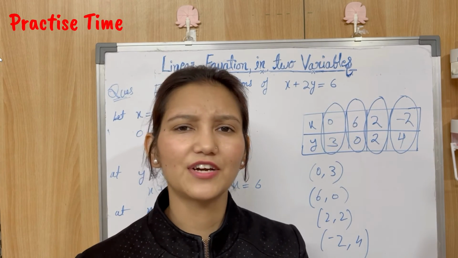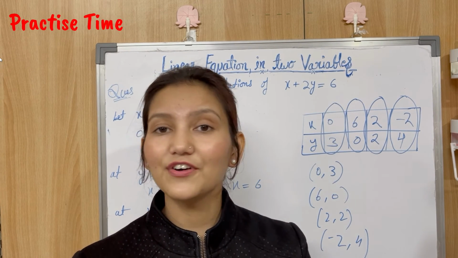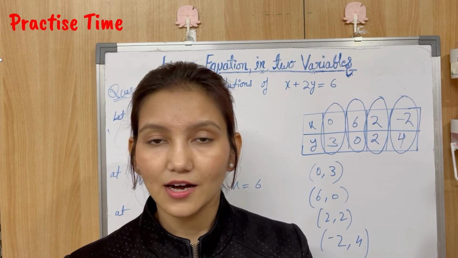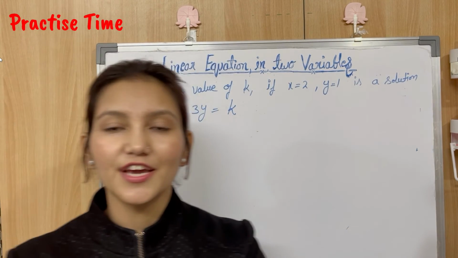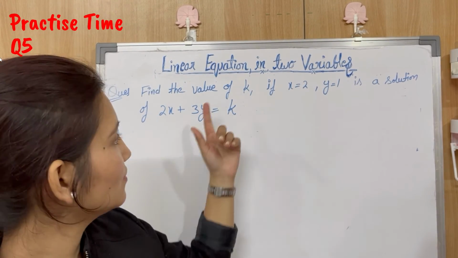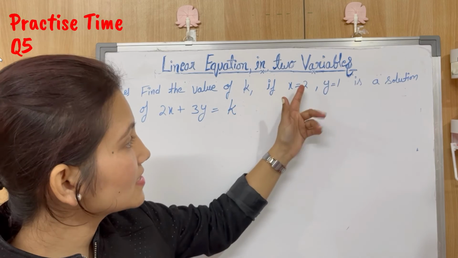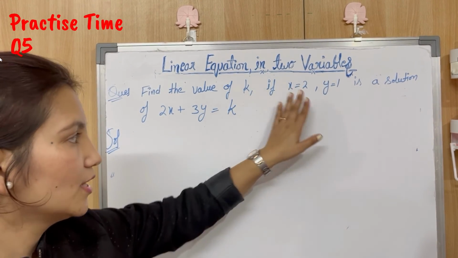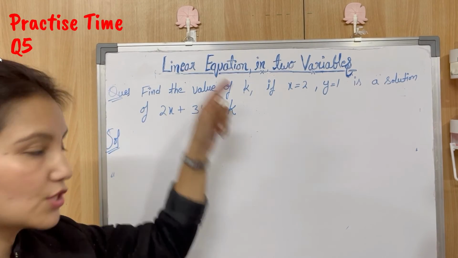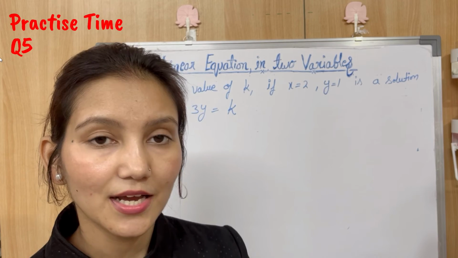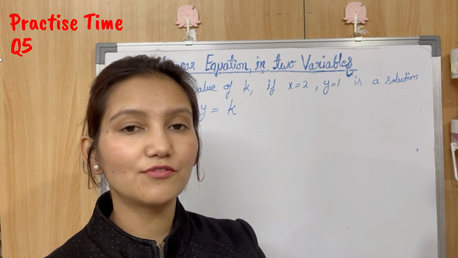Right. Similarly, you can find out infinite number of solutions for a linear equation, right? So let's move to the next question. So here is a question for us. This question says, find the value of k if x is equal to 2 and y is equal to 1 is the solution of this linear equation. Okay, so these are the solution of this equation, means these values will satisfy the equation, right? So these are the solutions and you have to find out the value of k.